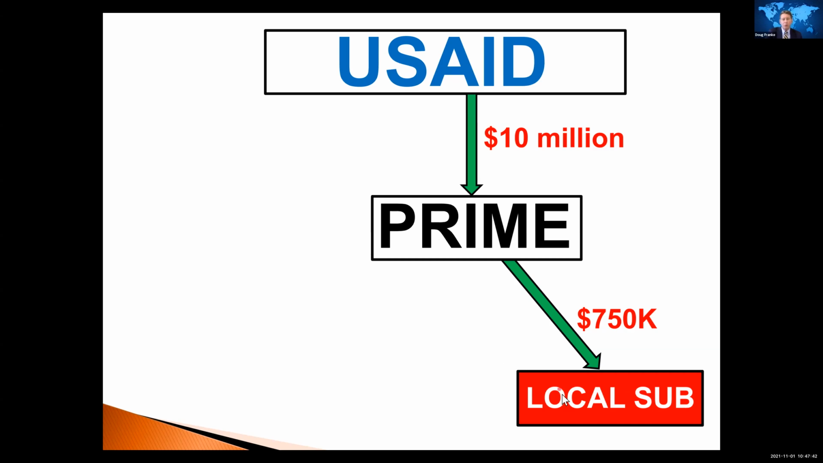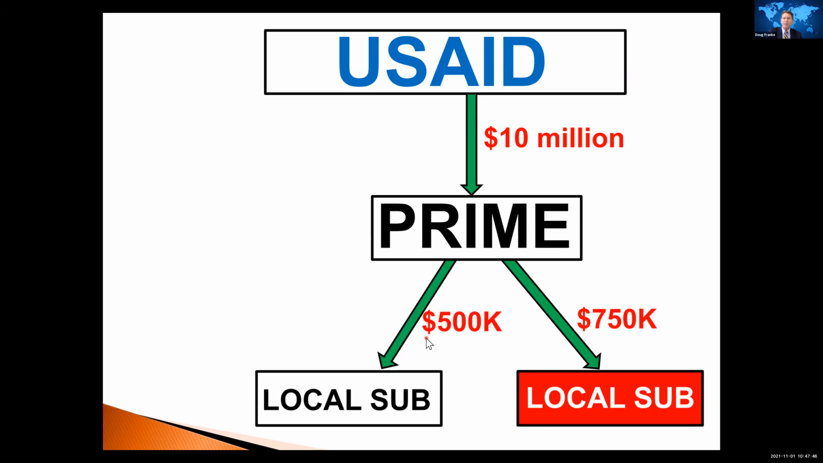Okay, so here graphically, USAID gives money to a prime. They give money to a local sub. It's more than 750. They need an audit. Second situation, prime gives money to another local sub, but they only give them 500. So everyone's thinking no audit. So I don't need to put audit costs in there. I don't need to worry. I'm just going to have to do subrecipient management with them. But so yeah, that's fine.